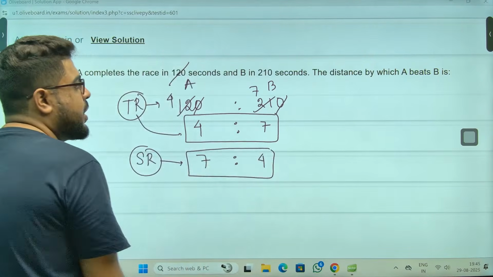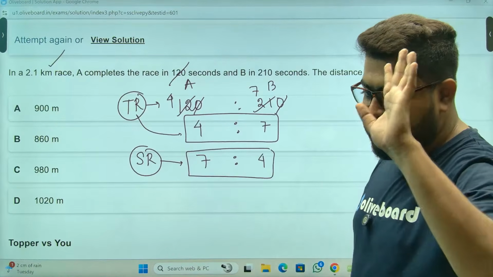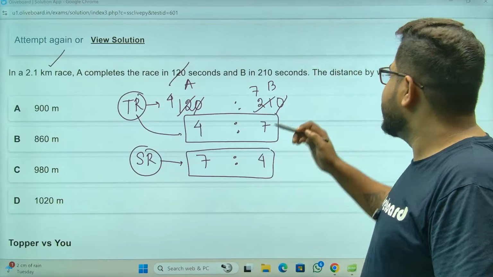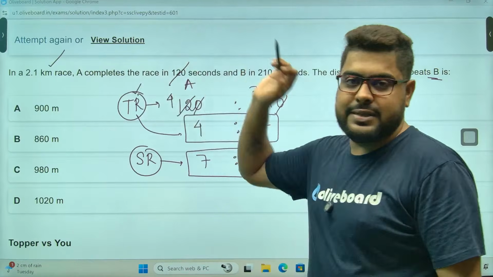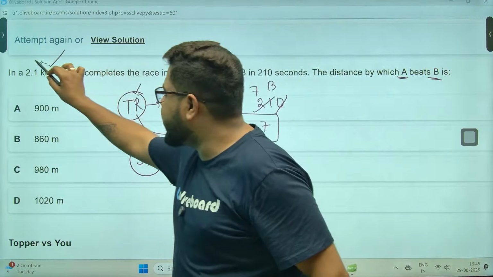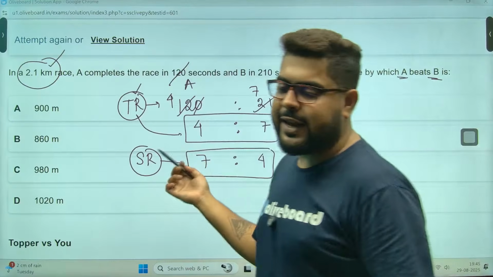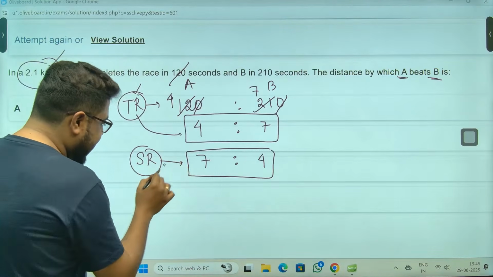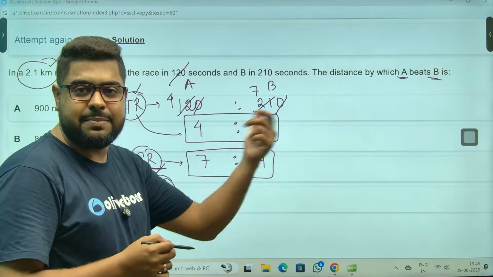7 ratio 4. Now they are asking the distance by which A beats B. Meaning now they are not keeping the distance constant. Now they are saying A is beating B, meaning now time is constant. By the time A goes the whole 2.1 kilometer or 2100 meters, B goes how much? So speed I know. If time is now constant, this same ratio becomes distance ratio, because speed and distance are now proportional.